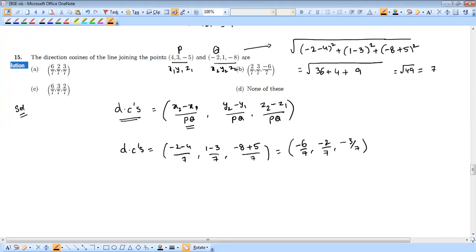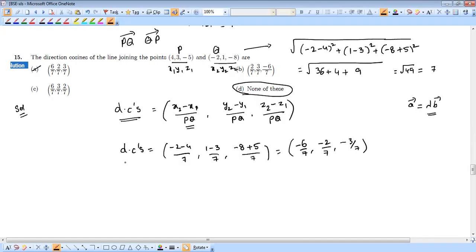Here there is no such answer. People will immediately write none of these as the answer. Please try to understand. Here the direction cosines of the line joining the points is given, but it didn't say PQ vector or QP vector. So if you remove the negative, the answer coincides with A: 6 by 7, 2 by 7, 3 by 7. Please don't take none of these as the answer, because parallel vectors also we can take, since the parallel vector condition we know is A vector equals lambda B vector. That condition you can also take.